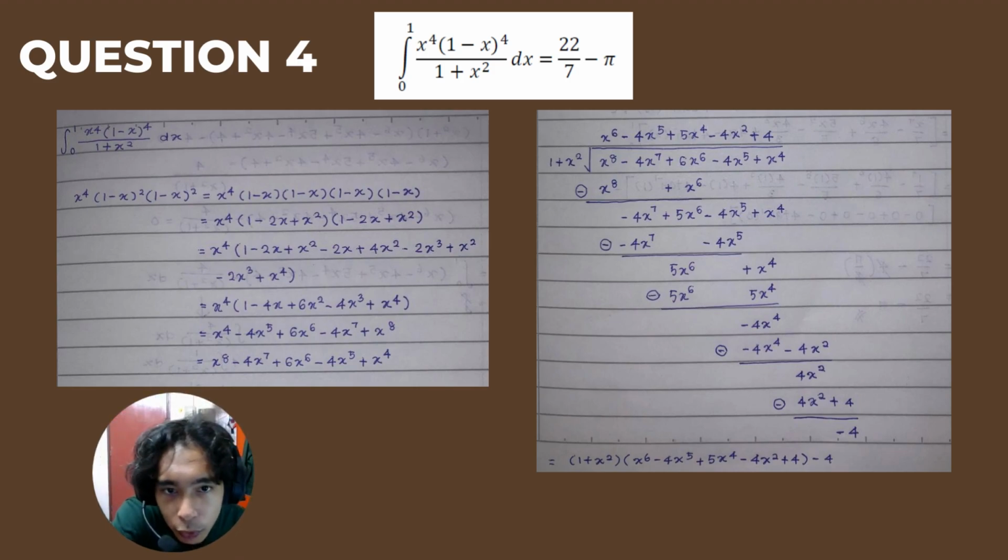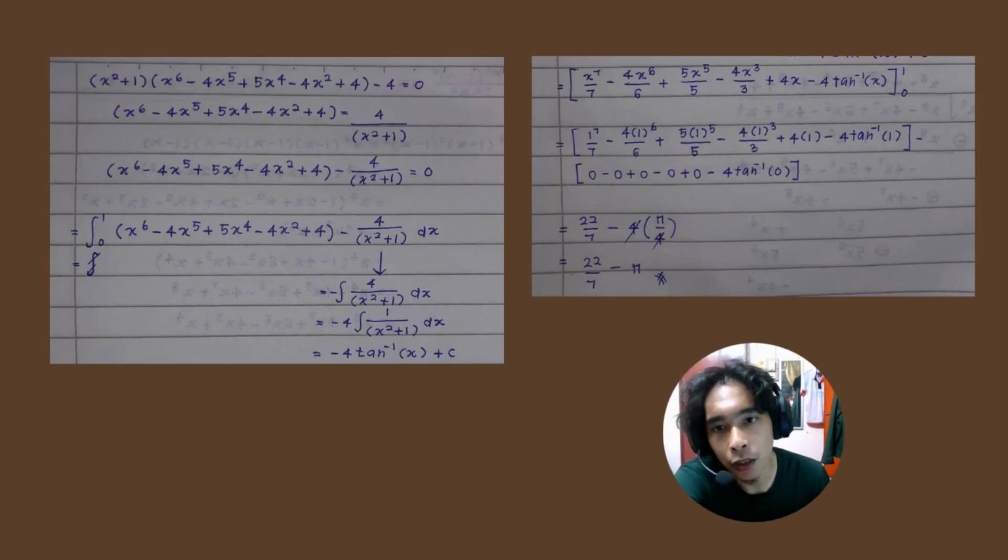We need to be careful when doing the long division because many people tend to make mistakes when subtracting or adding the numbers. So after doing the long division, we will get x to the power of 6 minus 4x to the power of 5 plus 5x to the power of 4 minus 4x to the power of 2 plus 4. And the remainder is negative 4. So we will add negative 4 at the end of the equation. Okay, after that, we will rearrange the equation so that it will be easier for us to integrate it.